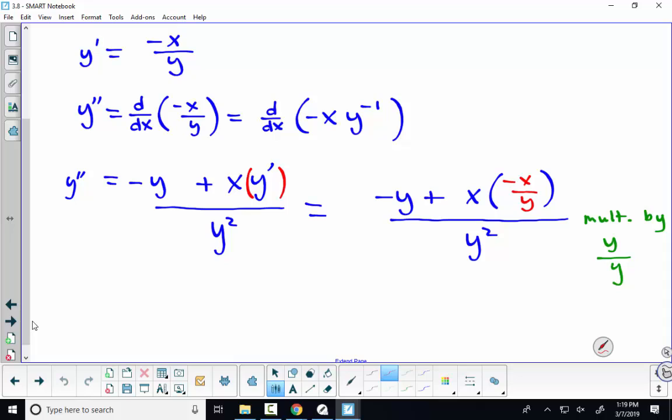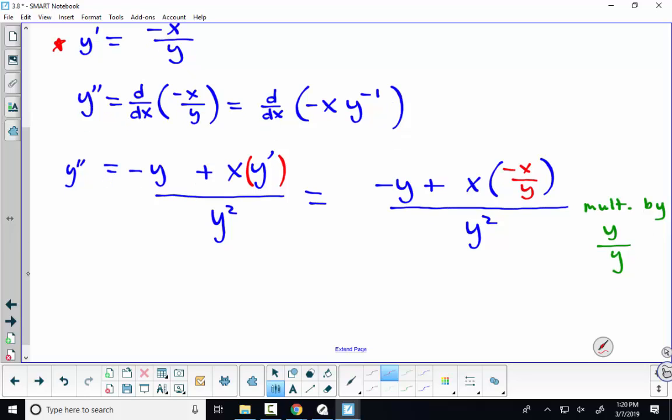And we were working on getting rid of the y prime to express y double prime as a combination of x and y. So we went back up to our previous derivative here and said, well, let's change y prime into negative x over y. And now we've got complex fractions. So let's multiply through by y over y so we can clear that negative x over y in the numerator.